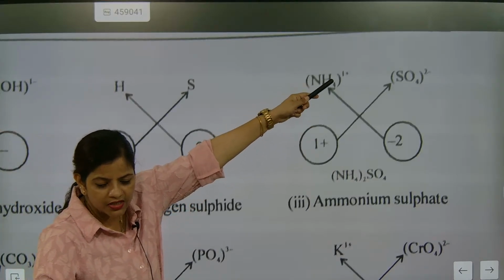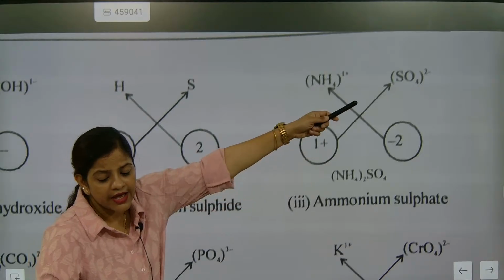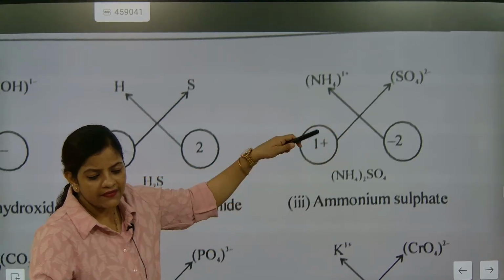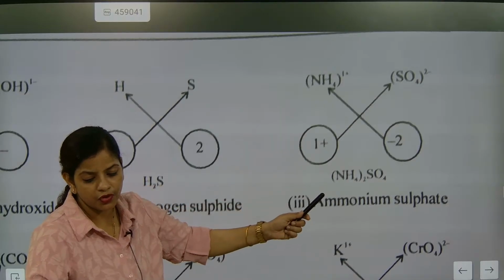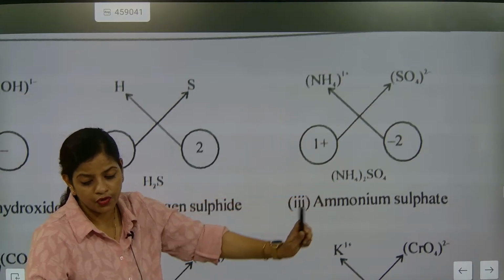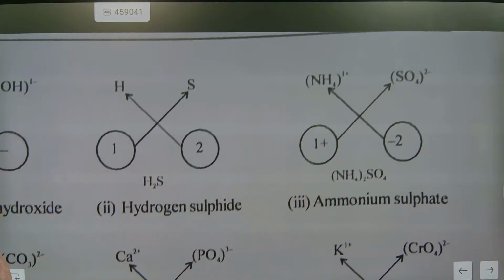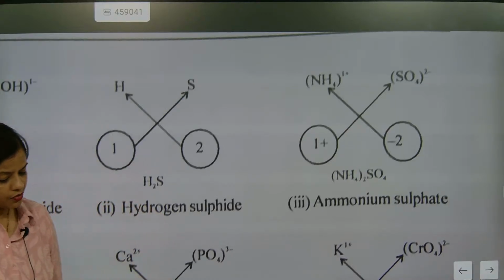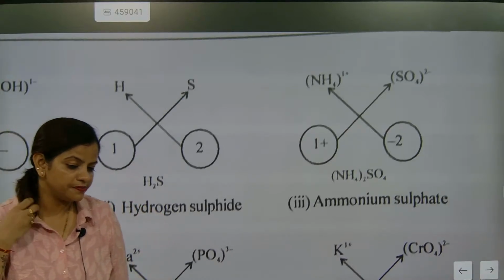NH4 is 1 plus, so 1 plus is here. SO4 is 2 minus, so 2 minus is here. Then crisscross, done: (NH4)2SO4 only. Understood? So note down this one, beta. These are some of the particular, peculiar names you need to remember. Note down this one, beta.